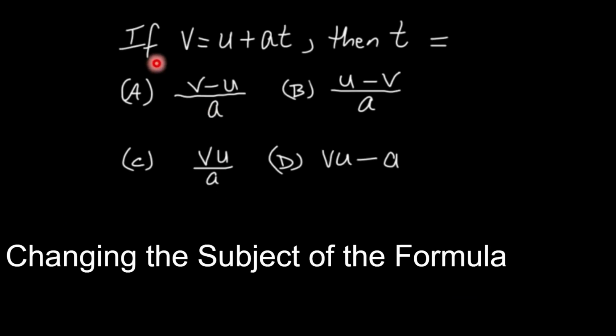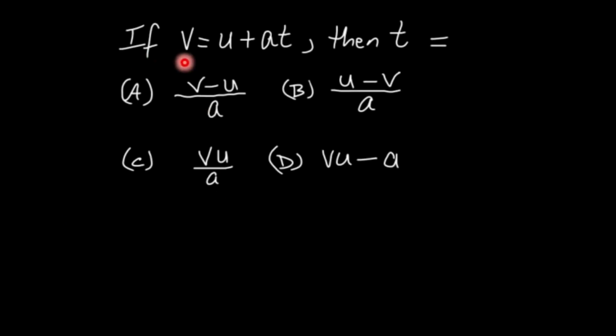We're given the question. It reads, if V is equal to U plus AT, then T is equal to what? So we have the formula and we want to make T the subject. In other words, we want to isolate T. We want to have T equal instead of V equal. So how do we do that?